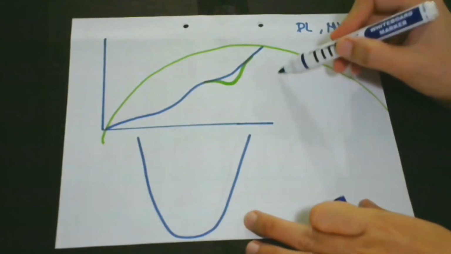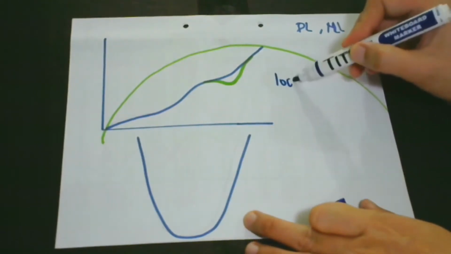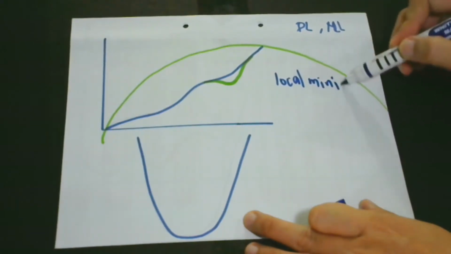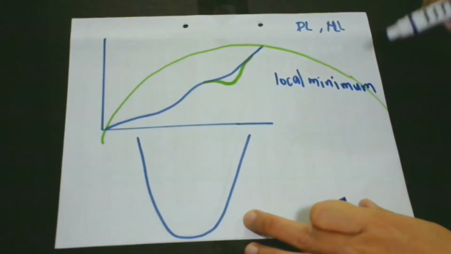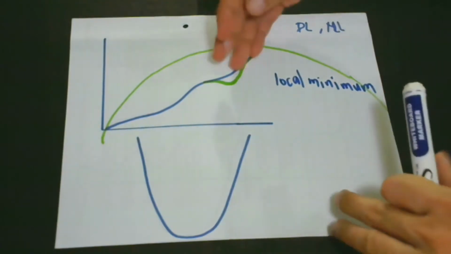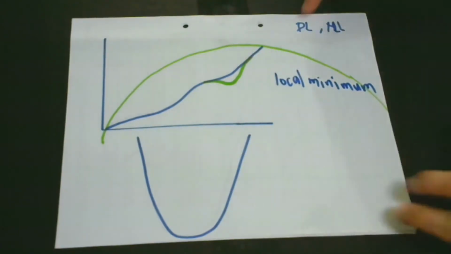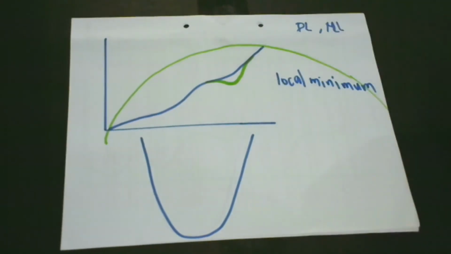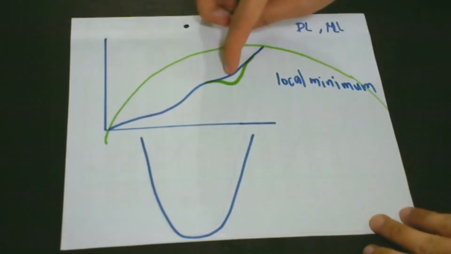Let me write that, local minimum. Of course, having a local minimum in the case of deep learning and machine learning is not really very desirable. In our next topic, we will be discussing how to get out of these pits.